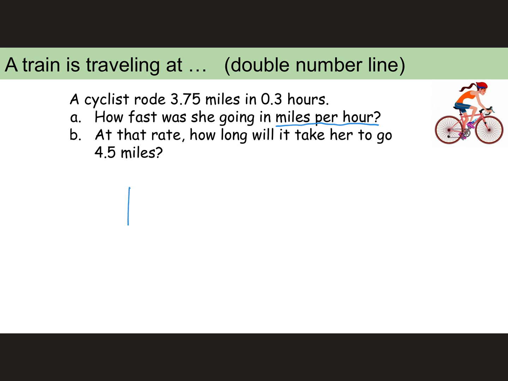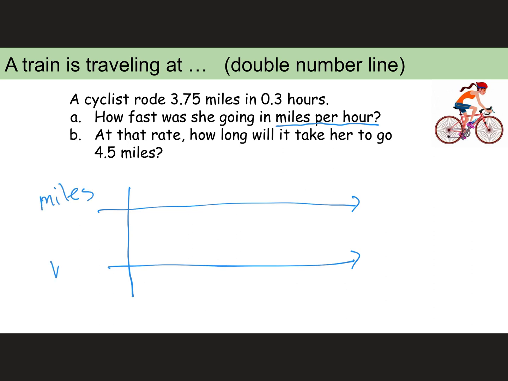In this part, we're going to use a double number line. So double number line looks like this. We're going to have to define our units. Let's say miles and hours. So first we know that this cyclist goes 3.75 miles in 0.3 hours. So first question is trying to find how far does she go in miles per hour.